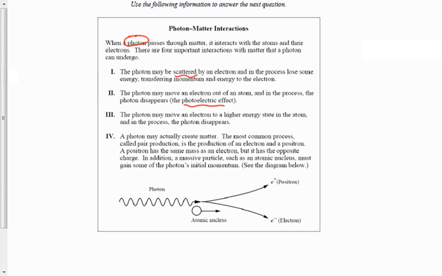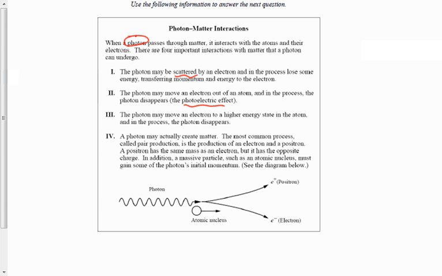Okay, which you will learn about in our last unit of Physics 30 towards the end of the year, December and January. The photon may move an electron out of the atom, and in the process, the photon disappears. So the photon's gone now, but an electron has been ejected instead. And we call that the photoelectric effect, which we'll also learn about before too awful long here. The photon may move an electron to a higher energy state in the atom, and in the process, the photon disappears. So the photon is absorbed, and the electron jumps to a higher level. You may have learned about that a little bit in chemistry class. We'll learn about it more in physics as the year goes on, but again, it doesn't really matter to the question at hand.